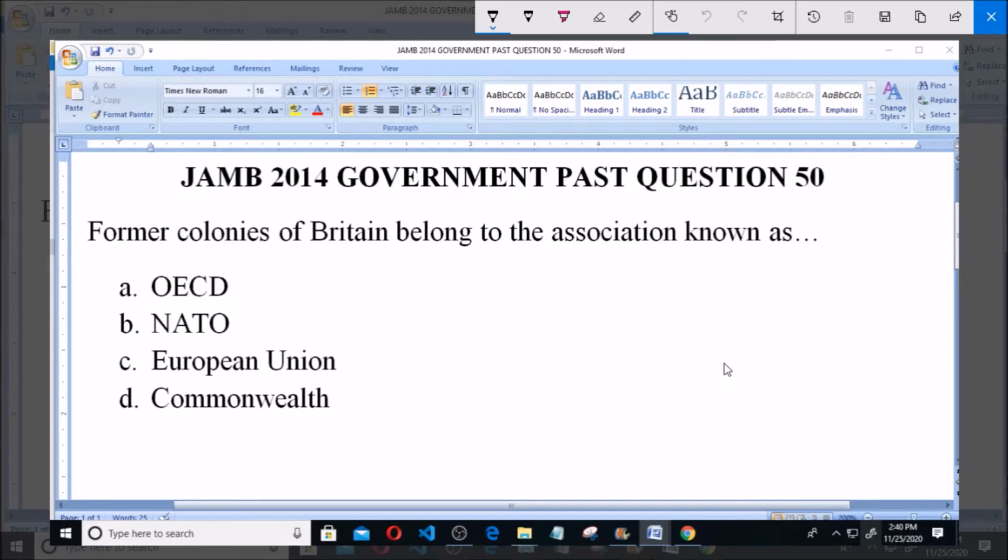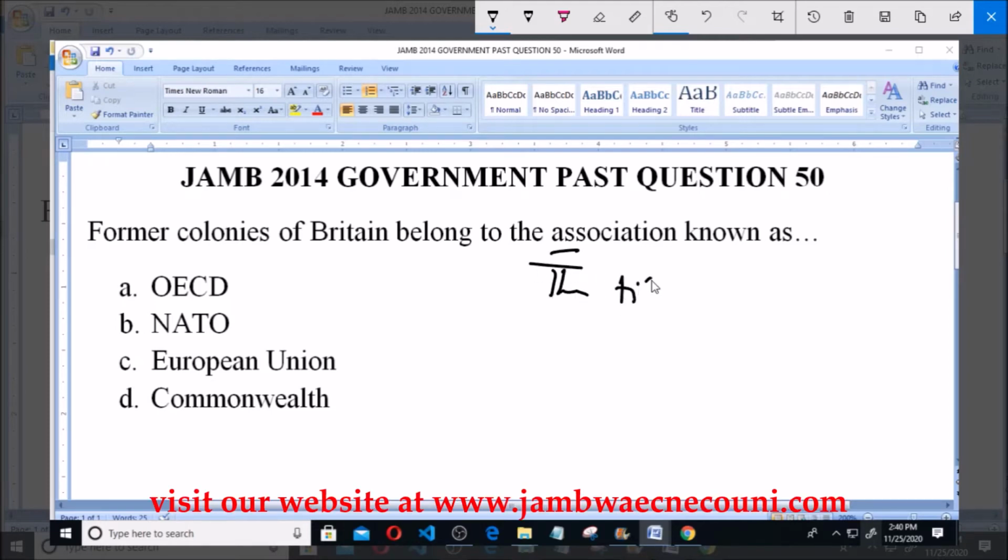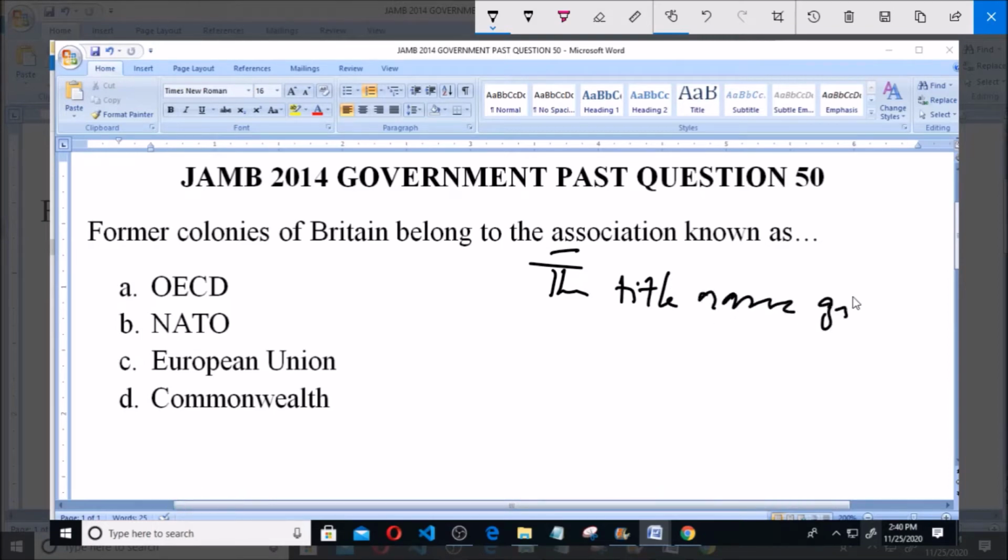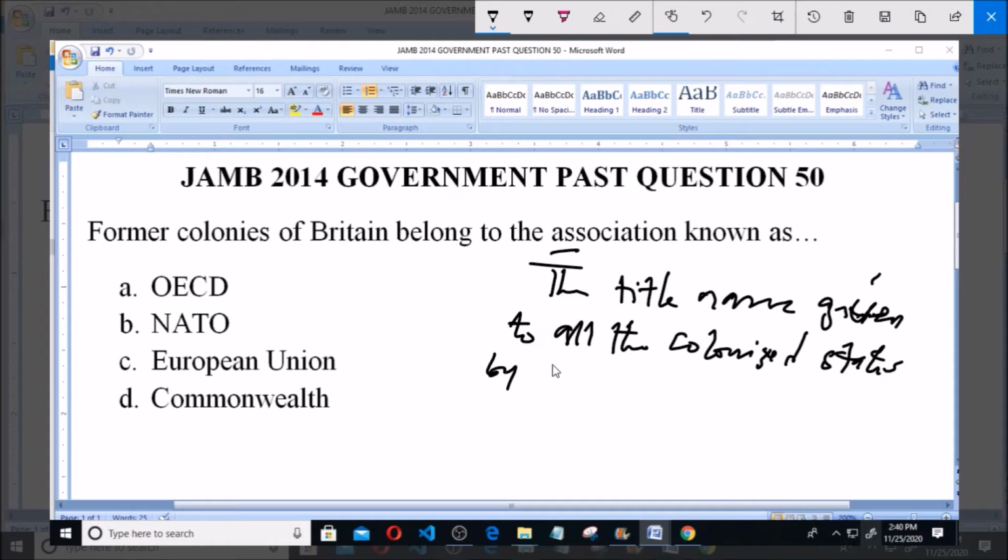That is the title, the name given to all the colonized states by the British government. So the name given to them is what the question is asking.